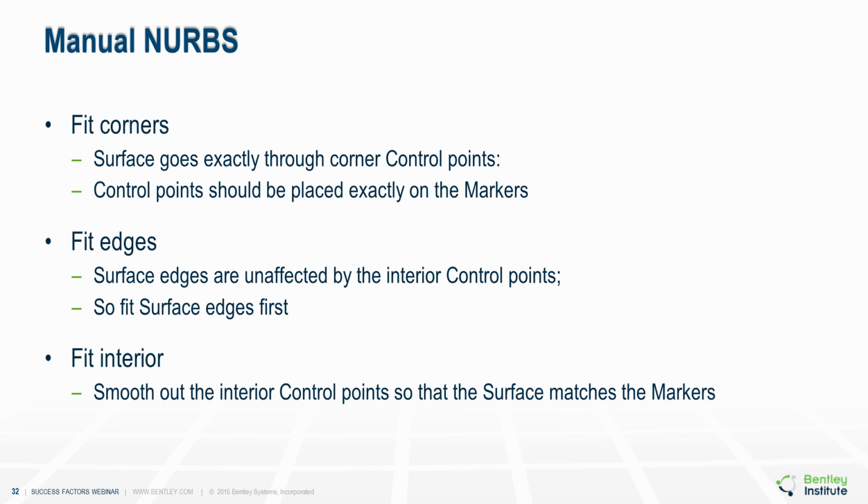A NURB surface's corners lie exactly on the corner control points, so start by fitting the corners. Then fit the surface edges because the surface edges are unaffected by the interior control points. Finally, adjust the interior control points to fit the rest of the surface to the markers.